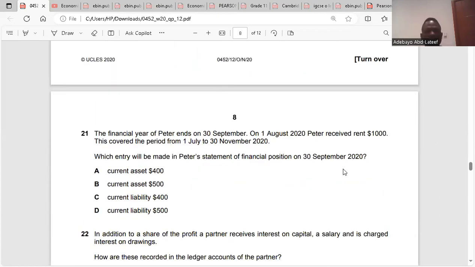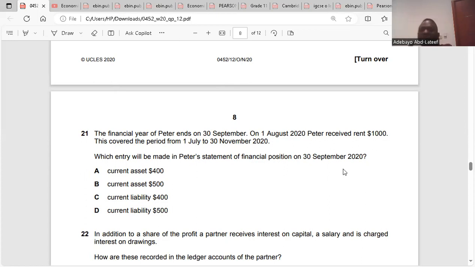21. The financial year for Peter ends on 30 September. On 1st of August 2020, Peter received rent of 1,000. This covers the period from 1st of July. So we have July, August, September, October, November, 5 months. So that is 1,000 divided by 5, that's 200 for each month.